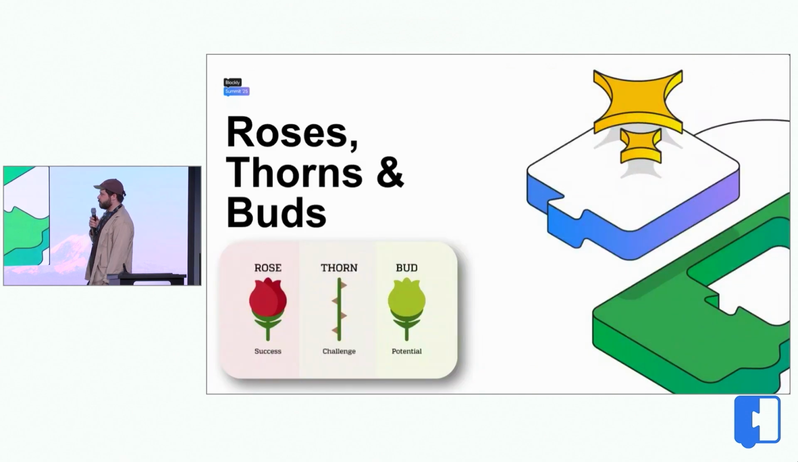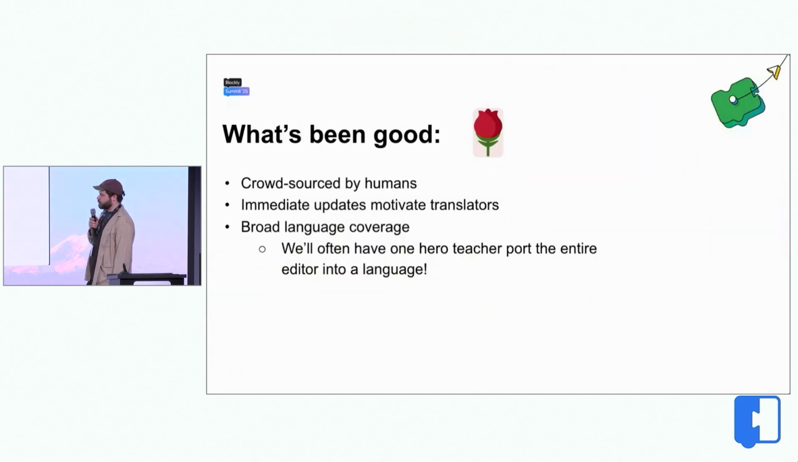Okay, so what are some good and bad things, and things that we're looking for with this approach? First off, what's been really good about this is that it's crowdsourced by humans. Very often we'll have some hero teacher in a specific locale who will just go in and translate our entire editor, and suddenly we can go from having nothing to turning on Guamanian the next day, which is great.